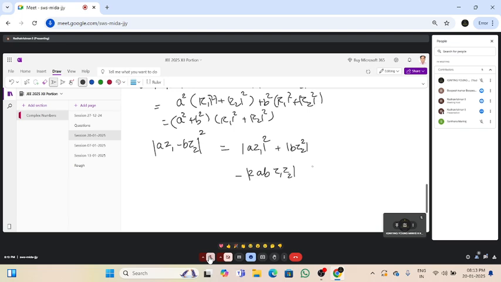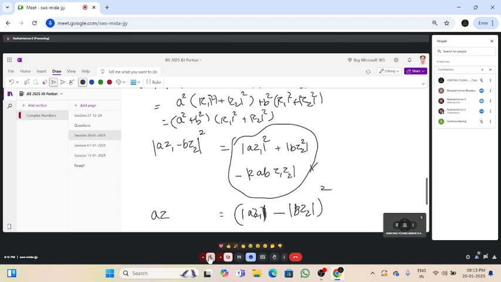No, this is wrong. See, whatever you have written here will be true if it is mod of A Z1 minus mod of B Z2 whole square, then your expansion is correct. But this is A Z1 minus B Z2 mod square, which is not equal to mod of A Z1 minus mod of B Z2. So you should not write it like this.